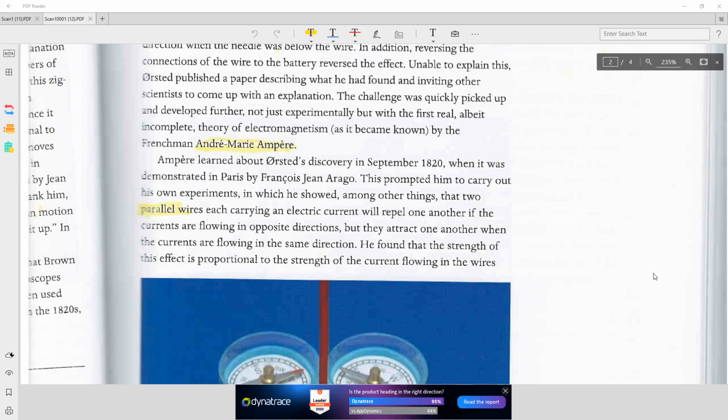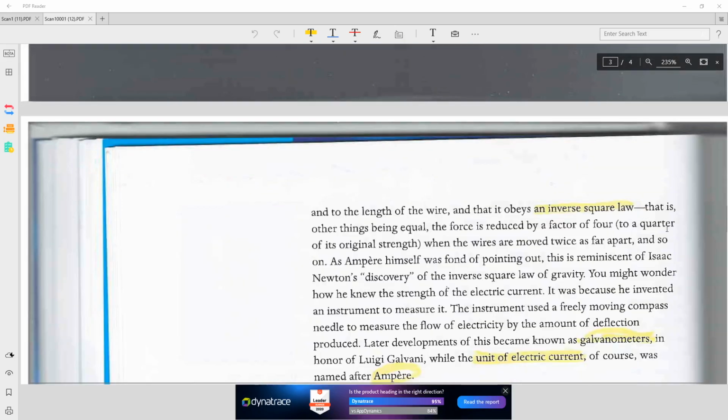This prompted him to carry out his own experiments, in which he showed, among other things, that two parallel wires, each carrying an electric current, will repel one another if the currents are flowing in opposite directions. But they attract one another when the currents are flowing in the same direction. He found that the strength of this effect is proportional to the strength of the current flowing in the wires and to the length of the wire, and that it obeys an inverse square law.